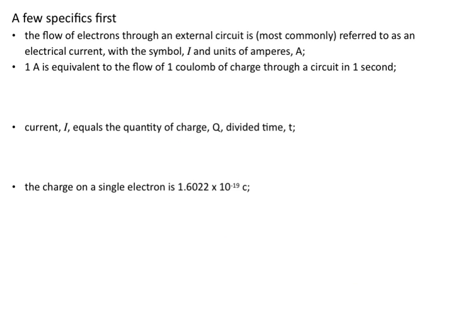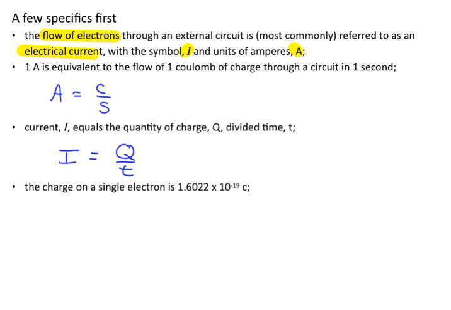So the flow of electrons through an external circuit is referred to as electrical current. So flow of electrons is current, has a symbol I, capital I, with the units of amperes, capital A. So 1 ampere is equivalent to the flow of 1 coulomb of charge through a circuit in 1 second. So an ampere equals coulomb per second. And so remember, ampere is the unit for current, coulomb is a unit for charge, second is a unit for time. So current I equals Q over T.